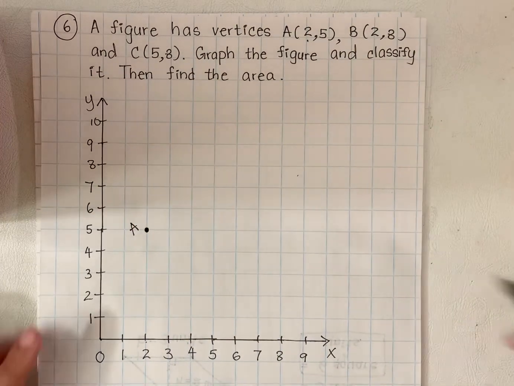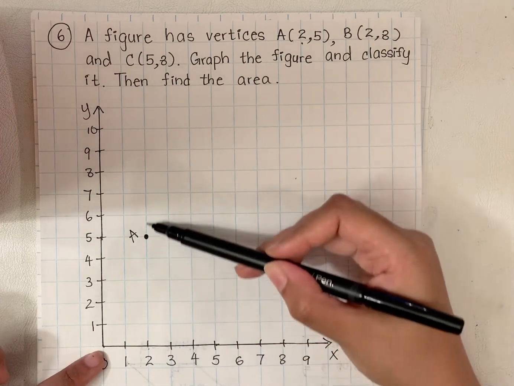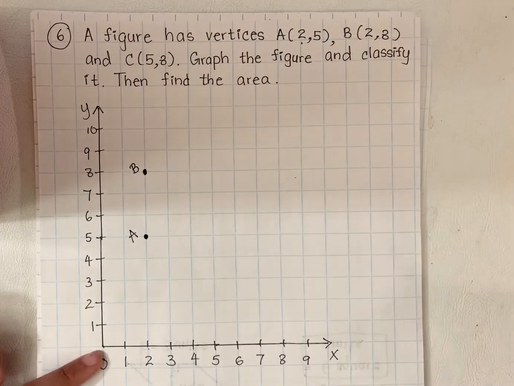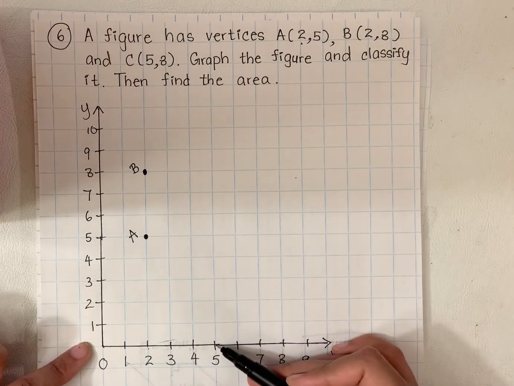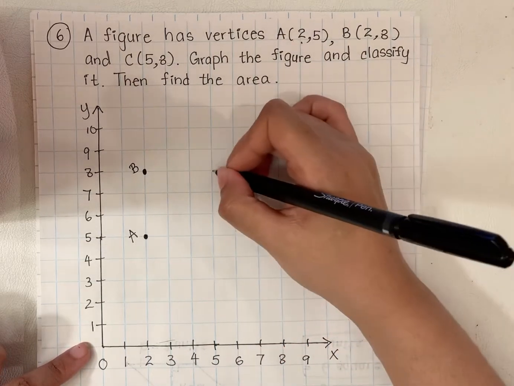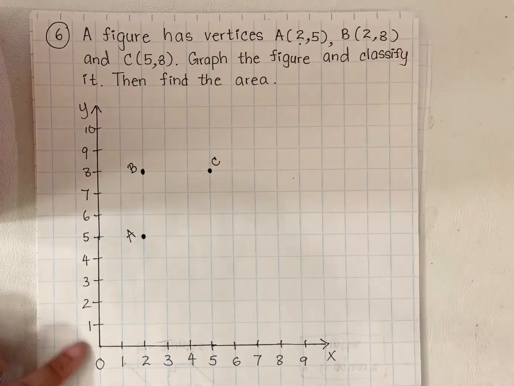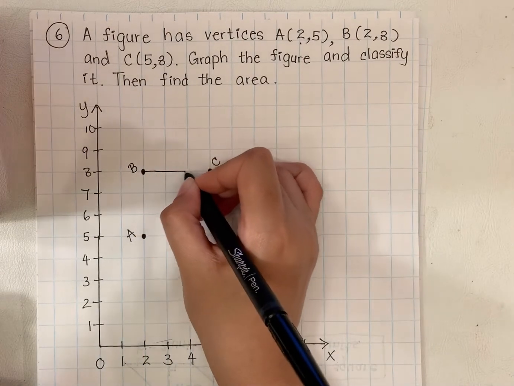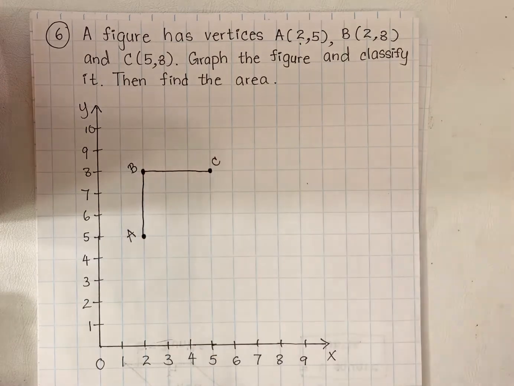Point B is located at 2, 8. So I go to 2 on the x-axis, go up 8 on the y, and that is my point B. And finally, point C at 5, 8. So just by looking at the problem, you should already be able to tell what type of figure this is going to be because it only has 3 points, which means this figure only has 3 sides, and we only really know one figure with 3 sides, right? And that would be a triangle.